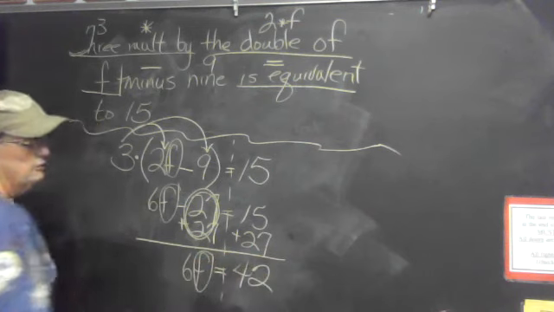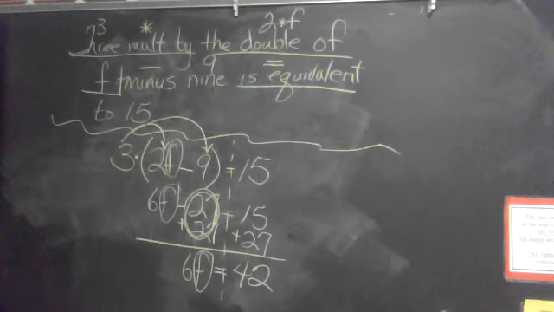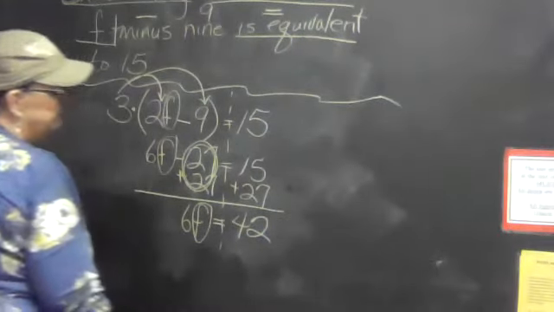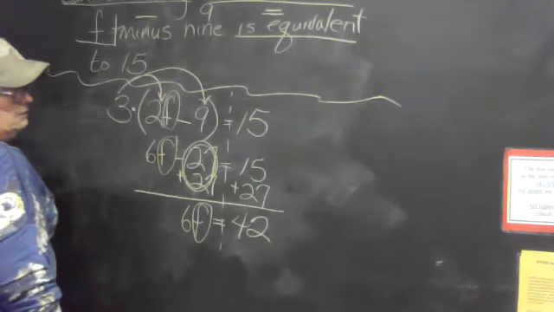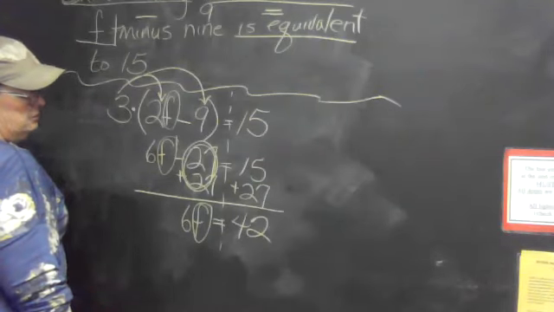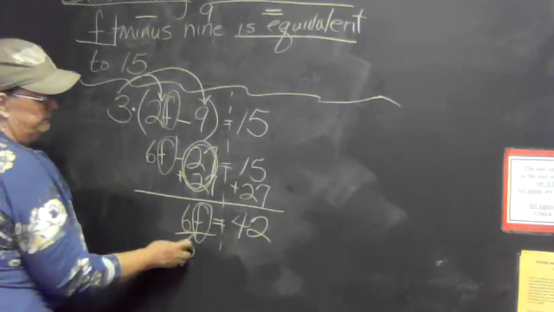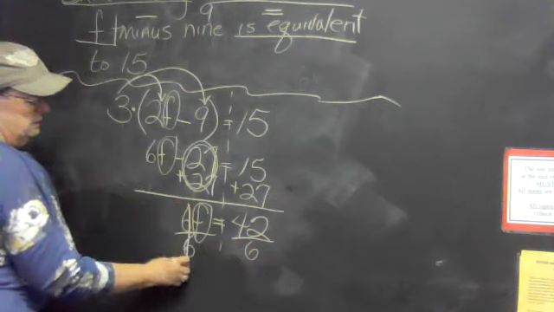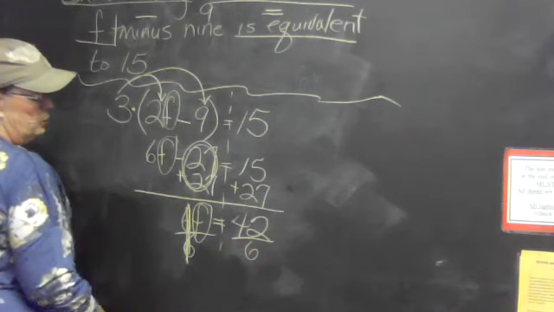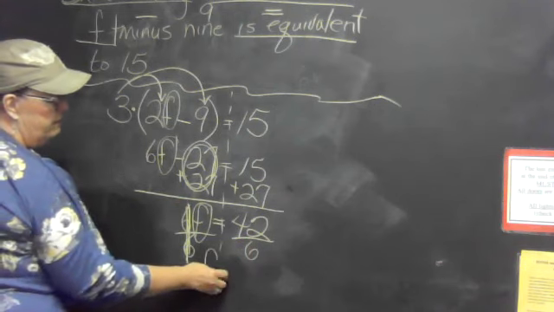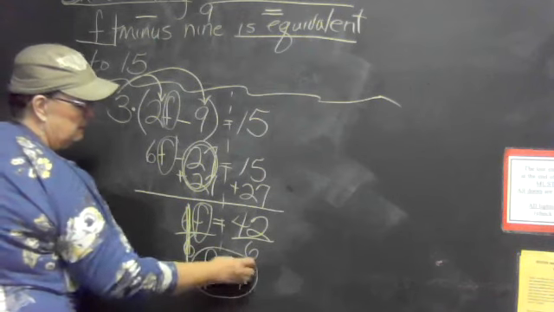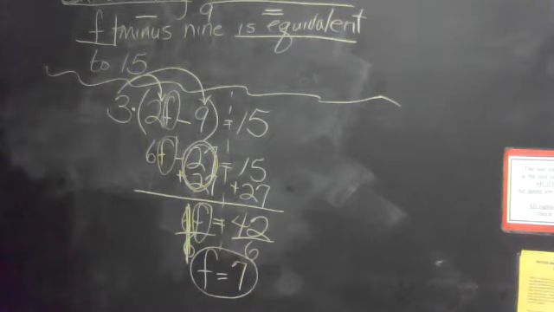Is F by itself yet? Then we can't stop. What do we need to get rid of now? The 6. How's it hooked? So you divide. Going to divide both sides by 6. Any number divided by itself is 1. So now we have F is equal to 7. And now that is the correct answer because F is by itself.